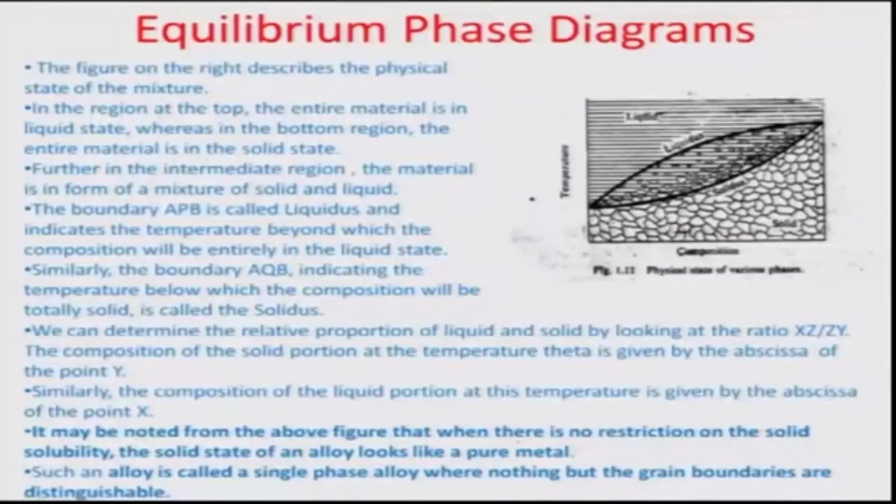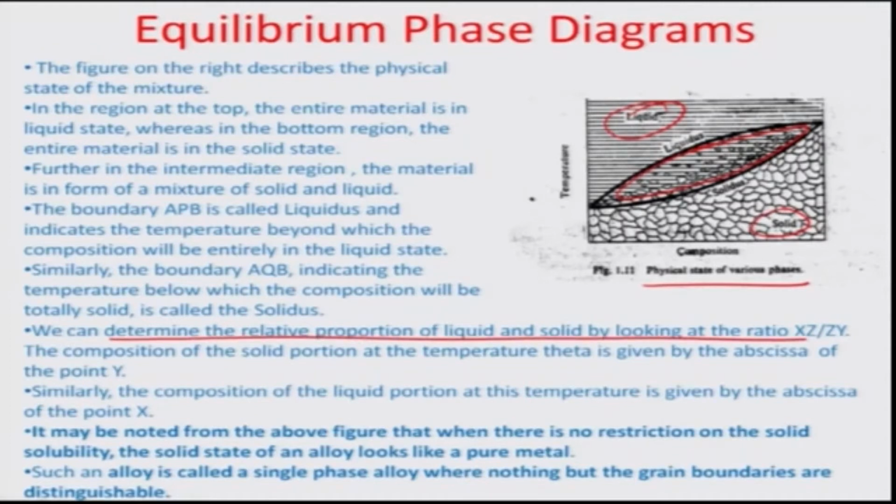The figure on the right describes the state of the mixture, so the physical state of the various phases here. So you can see there is a liquid state, there is a solid state, and there is this region representing the liquid plus solid state, and we may determine the relative proportion of liquid and solid in this by looking at the ratio xz by zy.